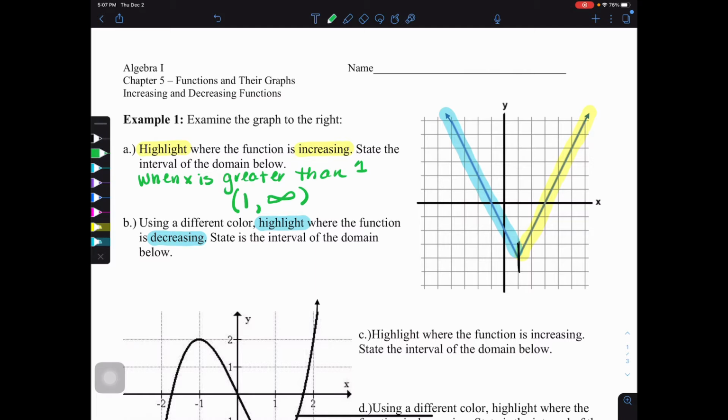So again, we will state the interval of the domain of that decreasing section. So this is when x is less than 1. That means that this time 1 is my upper number, my highest number. So the comma, the 1 is going to come after it with open parentheses. And on the left, we're going to go towards negative infinity, not included.